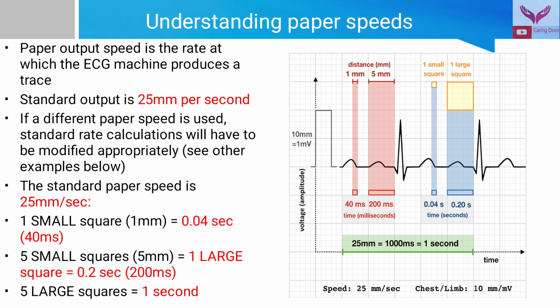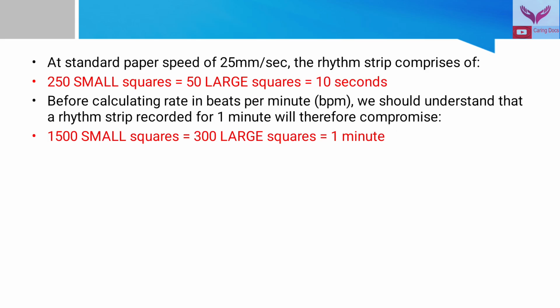5 small squares comprise one large square, which is equal to 0.2 second, and 5 large squares are equal to 1 second. At a standard paper speed of 25 millimeter per second, the rhythm strip consists of 200 small squares, which are equal to 50 large squares, which is equal to 10 seconds.